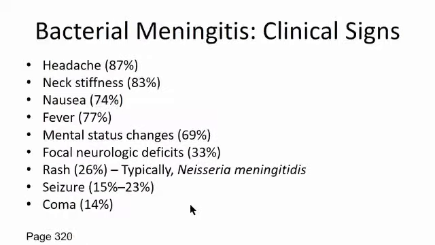So why does the team have a high clinical suspicion? It's really because this patient has many of the signs and symptoms of meningitis. In our case, the patient has fever, mental status changes, focal neurological deficits. These percentages here correspond with the incidence of these signs and symptoms when a patient does have bacterial meningitis. Additional signs include headache, which our patient also has, neck stiffness, nausea, rash, specifically for Neisseria, seizures, and coma.